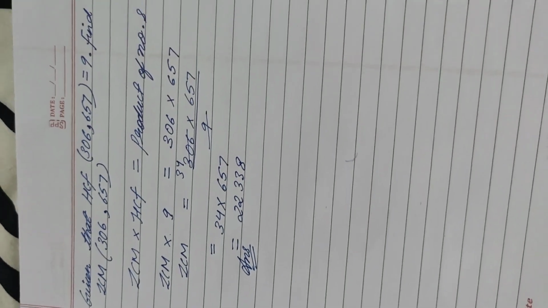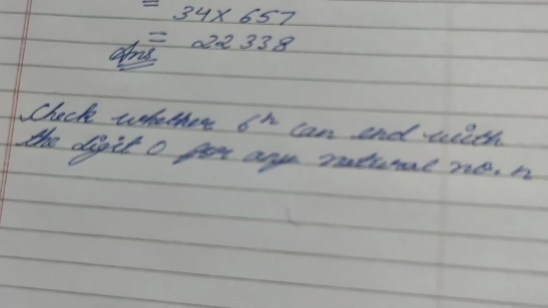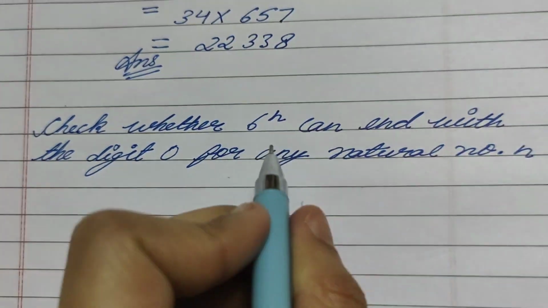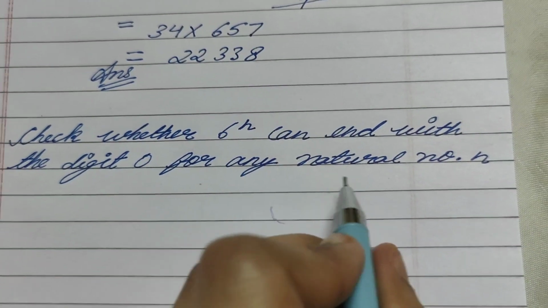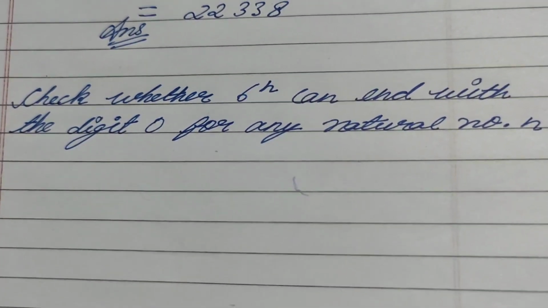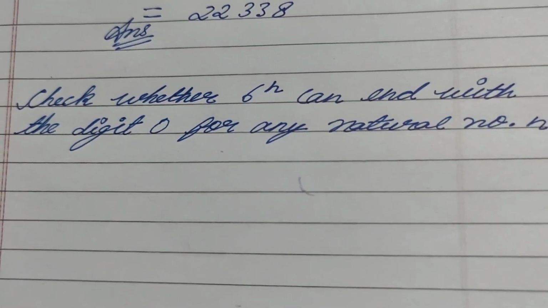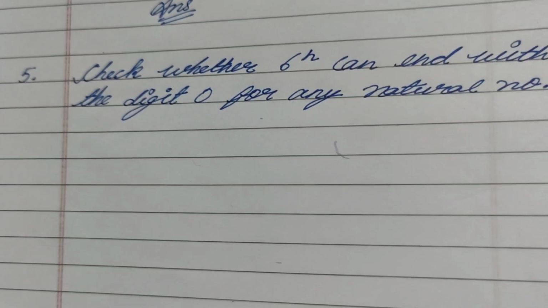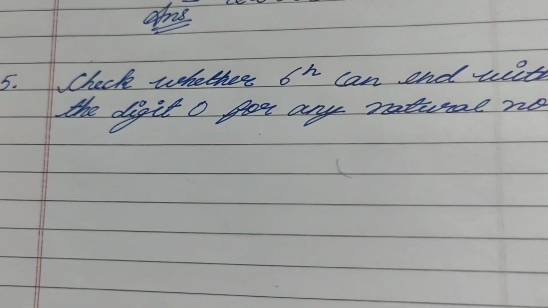Now let's get started with question 5. Our next question is, check whether 6n can end with the digit 0 for any natural number n. It is very simple: if it ends with 0, then it is divisible by 2 and 5. It will have both 2 and 5 as factors. So let me tell you how we do this.